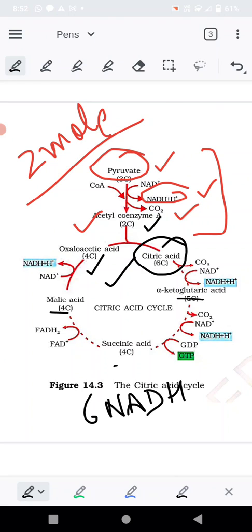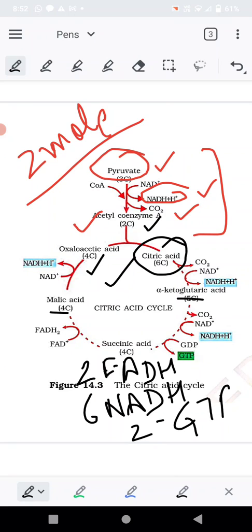2 FADH2 molecules, and 2 molecules of the GTP. Okay, so these are the net gain of the molecules from the citric acid cycle. I am telling about the 2 molecules of the pyruvate. I am not considering a single molecule of the pyruvate.